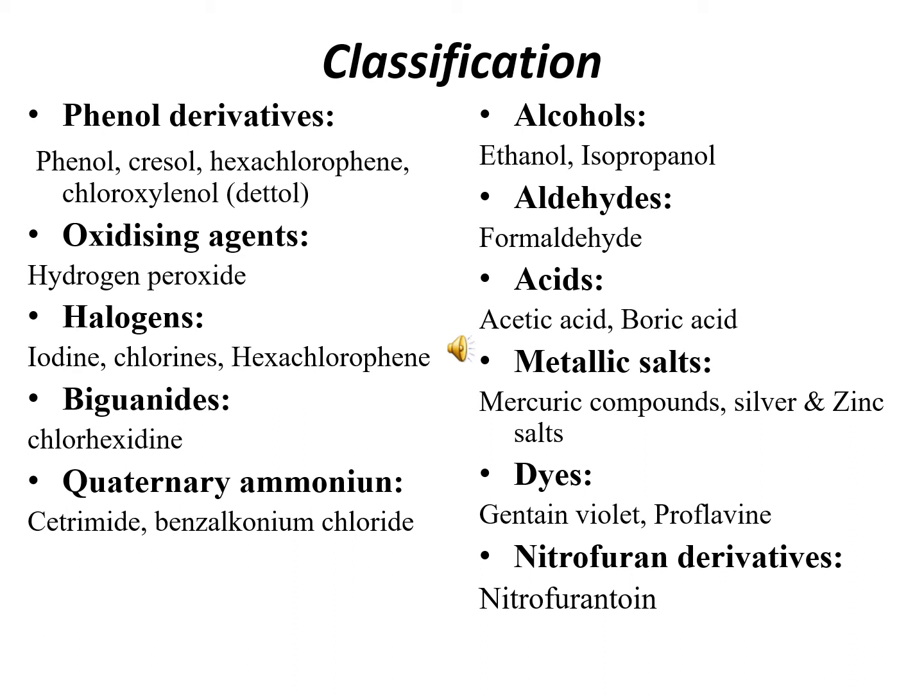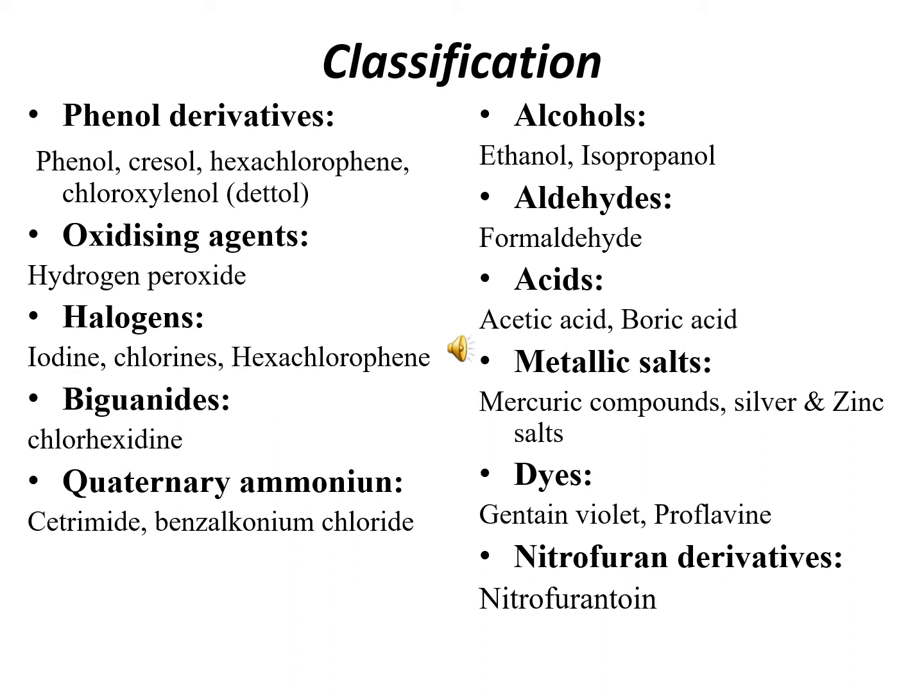Third class is oxidizing agents, which will oxidize the microorganism by some oxidation process. In this we will discuss hydrogen peroxide. Then aldehydes. The most commonly used aldehyde is formaldehyde. Then halogens, which include iodine, chlorine, and hexachlorophene. Then some acids also act as antiseptics and disinfectants. Those are acetic acid and boric acid.